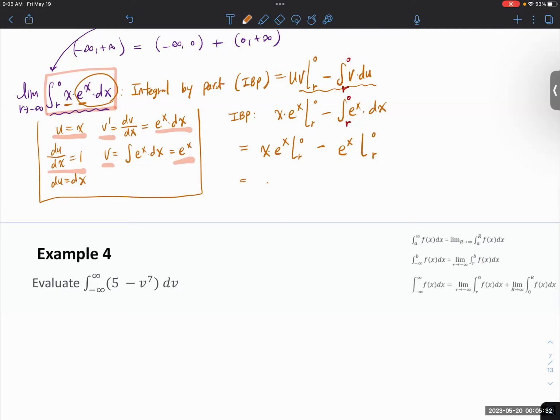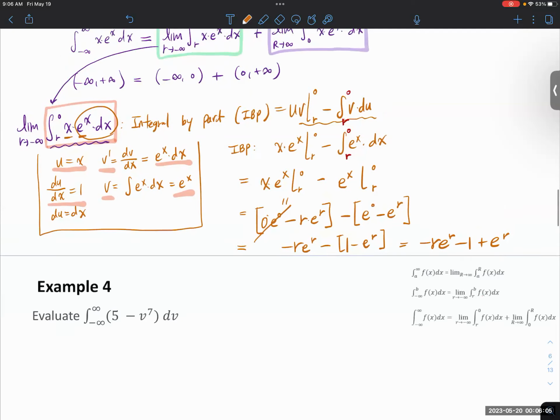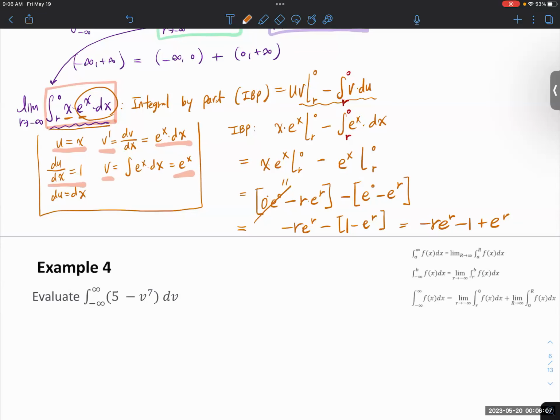So this one will be 0 times e to the 0 minus r times e to the r, right? Minus e to the 0 minus e to the r. So this is going to be 0, so negative r e to the r, and then this is going to be 1 minus e to the r. If you simplify negative r e to the r with the distributive property, we have this answer. So this is going to be the integral outcome.